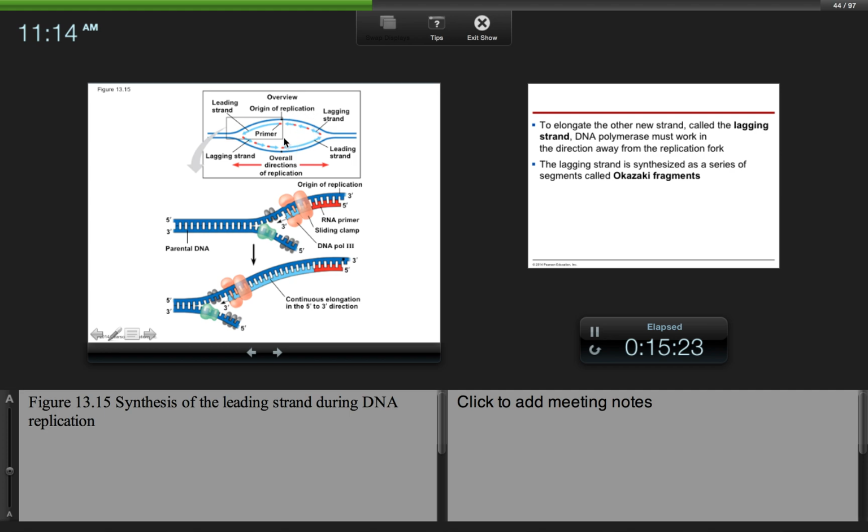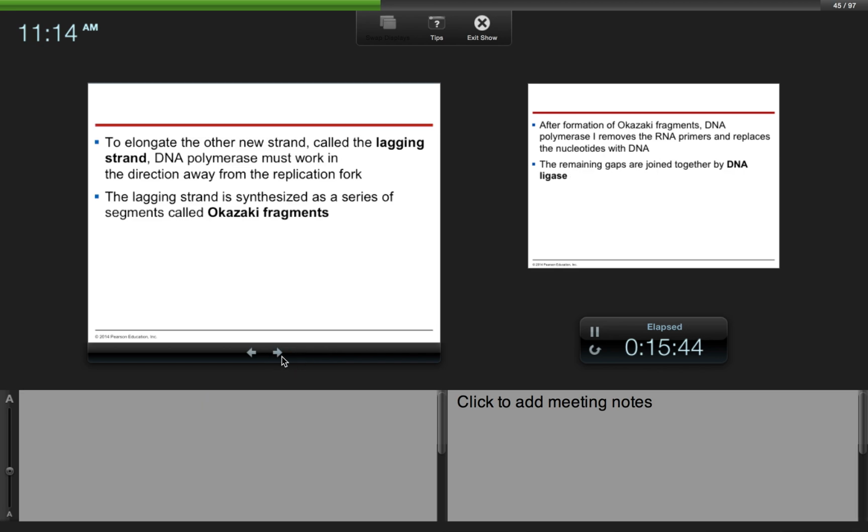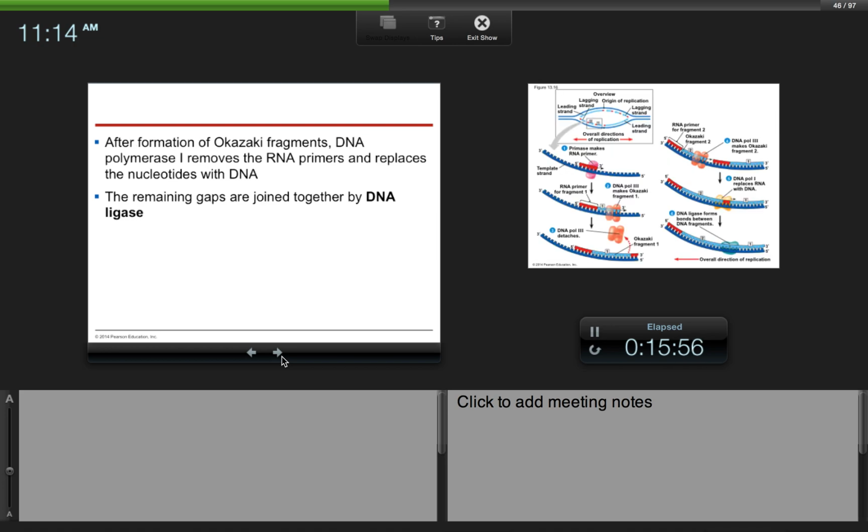Now the other side of the DNA molecule is unzipping in the opposite direction. So the two strands flip. This now becomes the leading strand because it's being made 5' to 3', and this becomes the lagging strand because it's made in the opposite direction of the unzipping of the DNA molecule. To elongate the other new strand called the lagging strand, DNA polymerase must work in the direction away from the replication fork. The lagging strand is synthesized as a series of segments called Okazaki fragments.